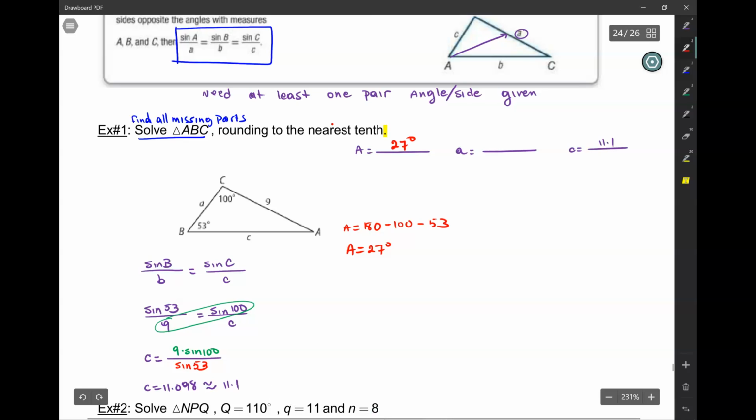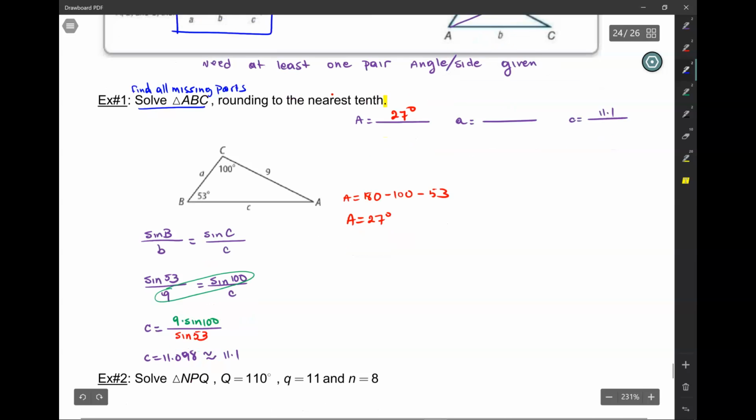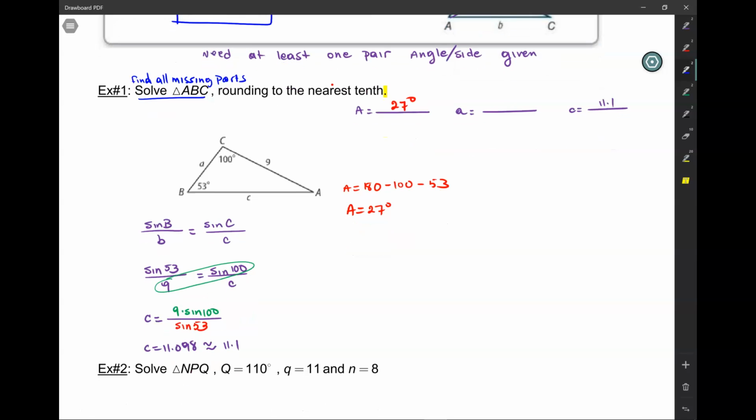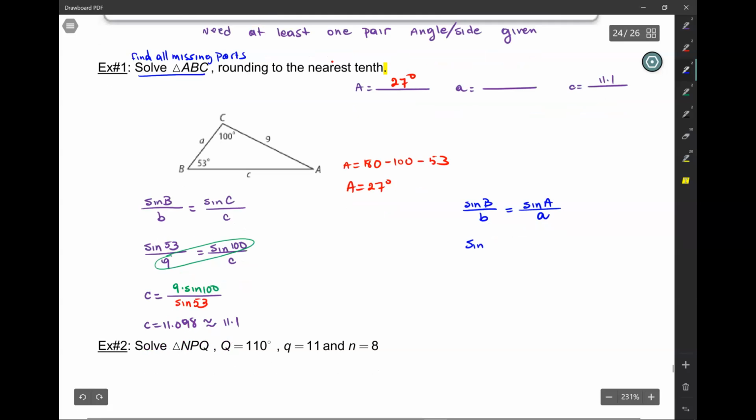Now, for little a, I have to do the law of sines. I can't do Pythagorean because this is not a right triangle. So for little a, I'm going to do sine of B over b equal to sine of A over a. That's going to be sine of 53 over 9 equal to sine of 27 over little a.